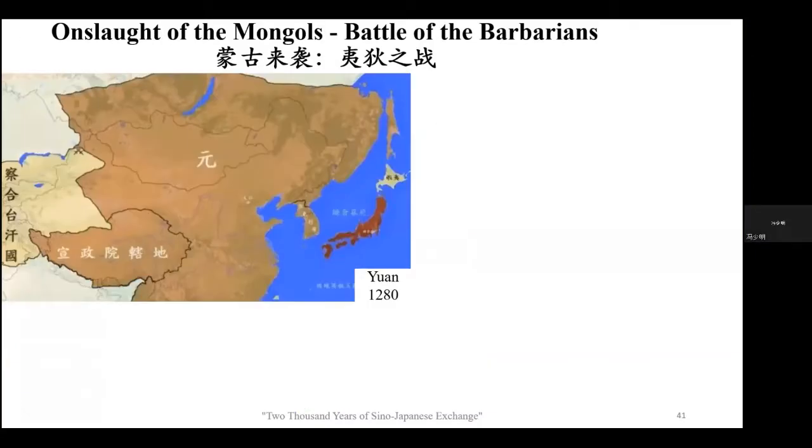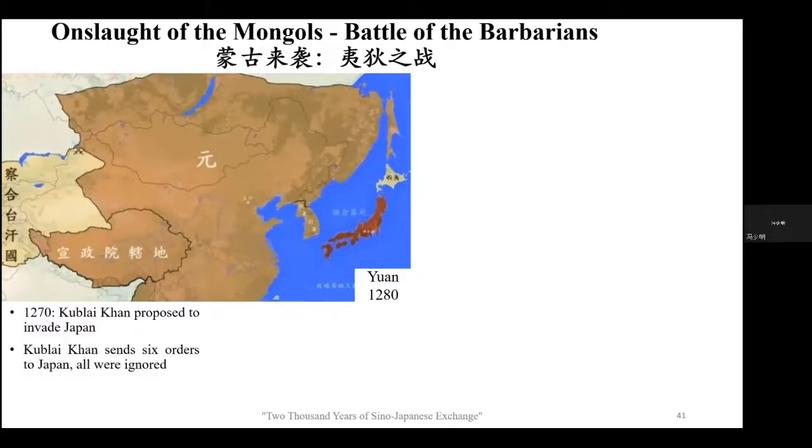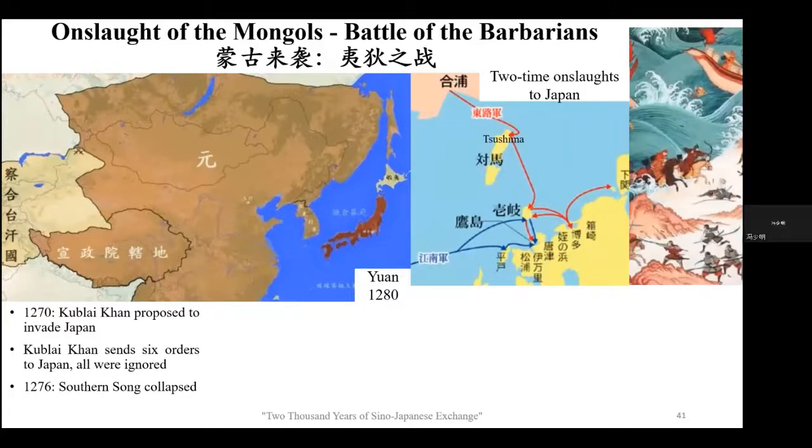So we have another type of barbarians, the Mongols, who formed a dynasty in 1280. Kublai Khan actually proposed to invade Japan. He sent 6 orders to Japan, all of which were ignored. But when the Southern Song collapsed in 1276, the Yuan dynasty made 2 attempts to invade Japan.